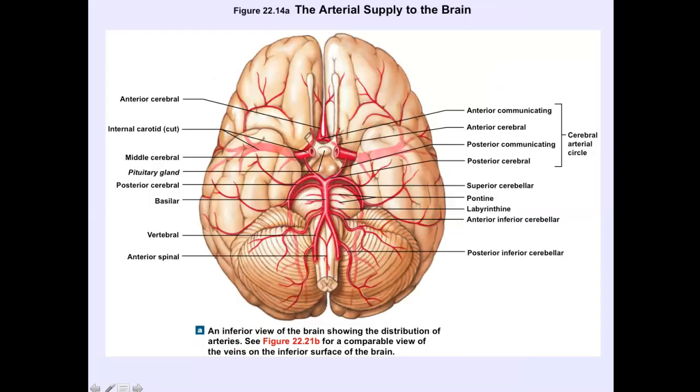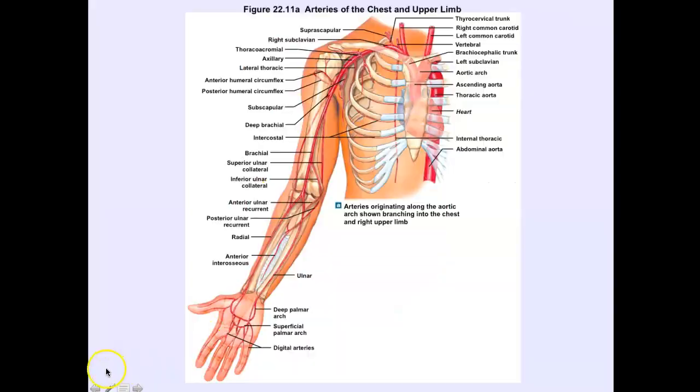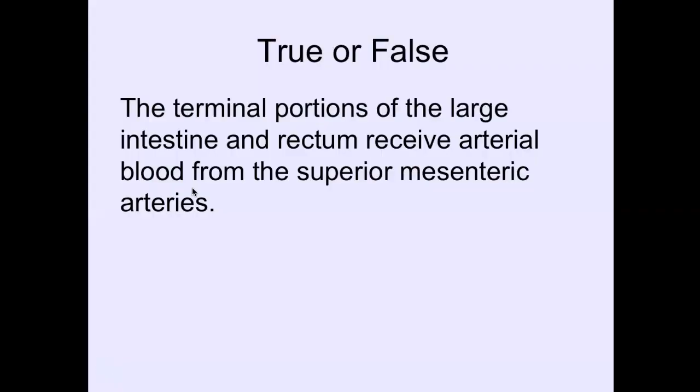Let me just see if I need to cover it. Oh yeah, all right, so I'm going to pause it here. But if you wanted to know the answer to this: the terminal portions of the large intestine and rectum receive arterial blood from the superior mesenteric arteries. This is going to be a false statement because the end of the large intestine and the rectum receive blood from the inferior mesenteric arteries.